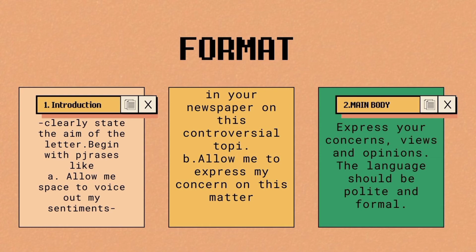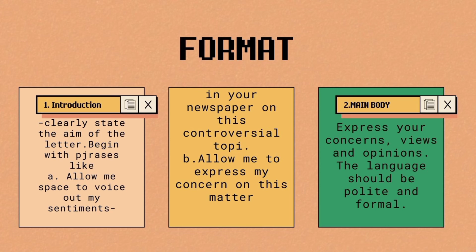That is the introduction, number 1 there. Clearly state the aim of the letter. In the introduction, you clearly state what you're writing about. Begin with phrases like, allow me to voice out my sentiments. You see? Allow me to voice out my sentiments in your paper on this controversial topic. Then you start writing. Or, allow me to express my concern on this matter.